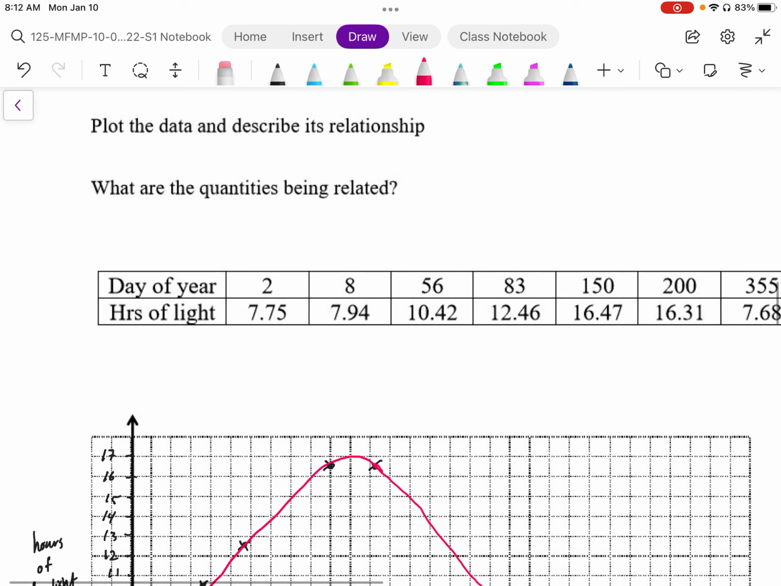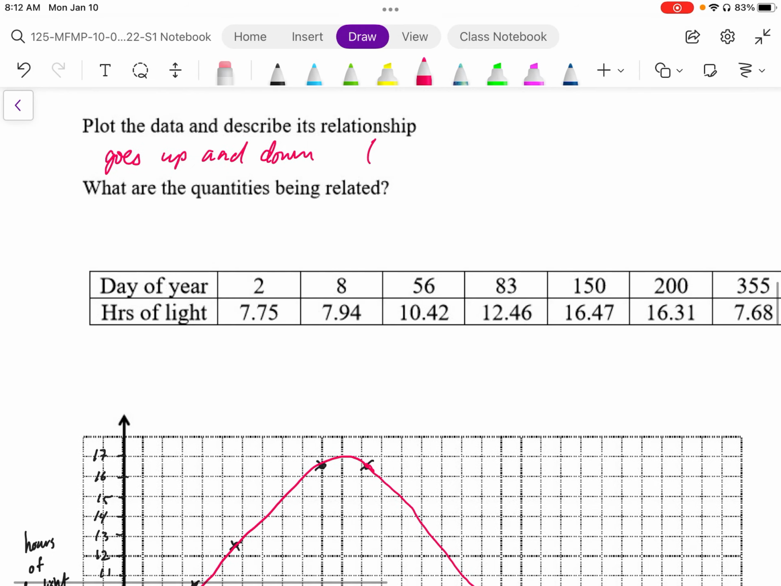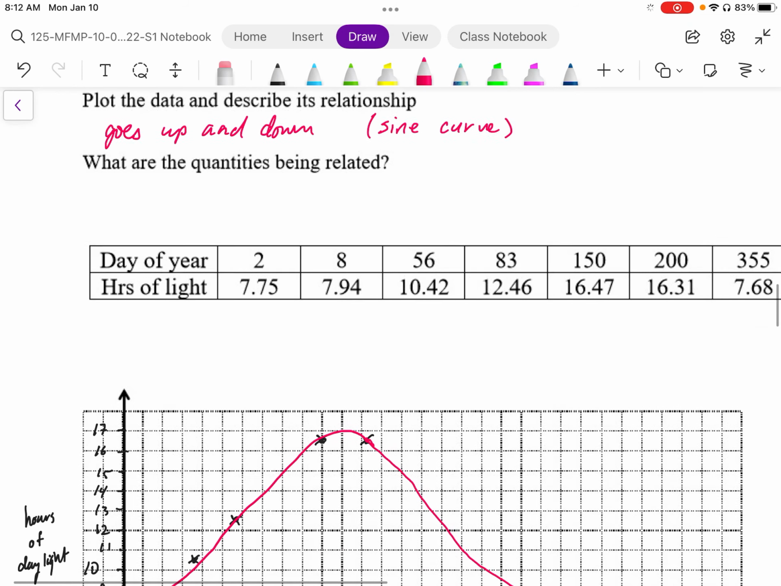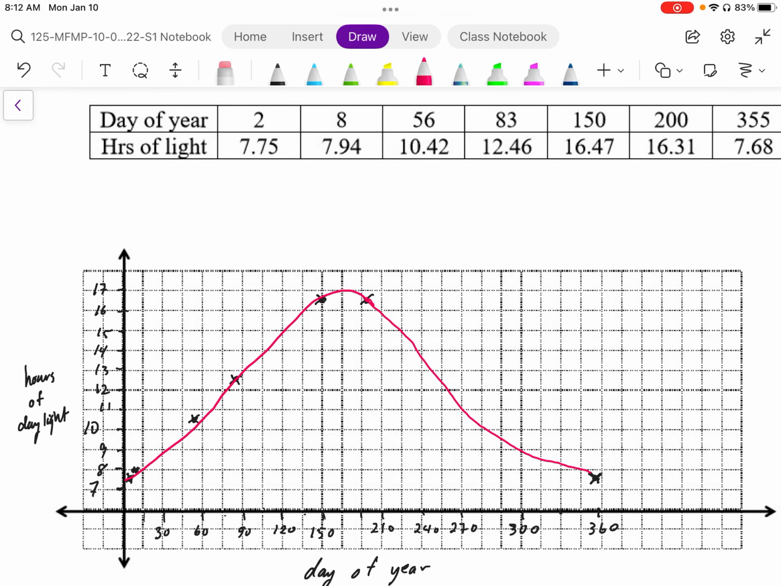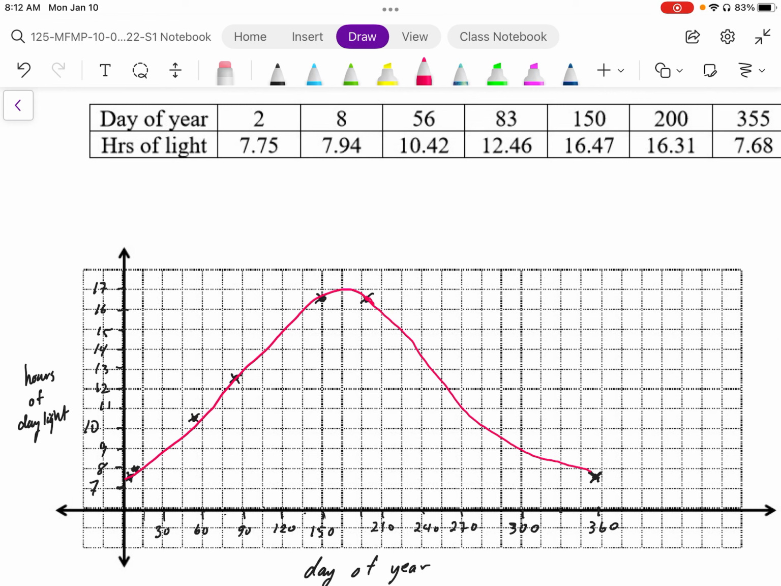It's what we call a sinusoidal curve. It basically goes up and down. I'm just going to put in brackets here: this is a special curve called a sine curve. Okay, so there's what my graph looks like. This kind of repeating pattern often gives us this type of wave or curve.